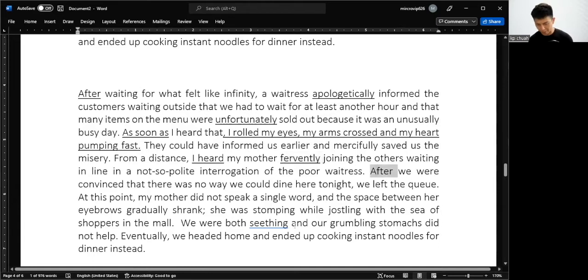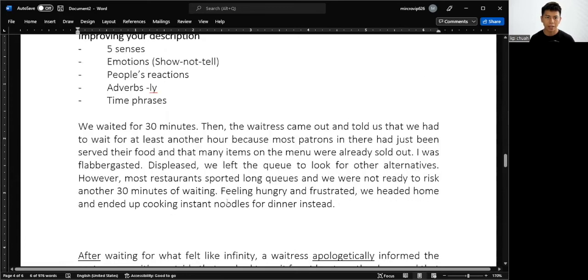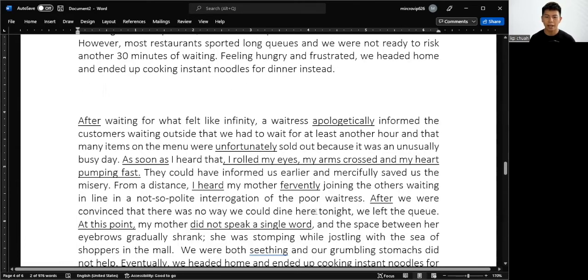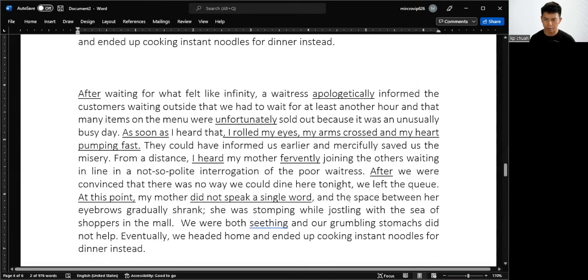"After we were convinced," again, a time phrase, "that there was no way we could dine here tonight, we left the queue." At this point, it's a good one. "My mother did not speak a single word." That is my mother's reaction. We're talking about people's reactions as well, right? "And she was stomping. The space between her eyebrows shrank. She was stomping or adjusting with the sea of shoppers in the shopping mall." This entire sentence is describing another person besides yourself. And they all capture the emotion here: irritation, frustration.